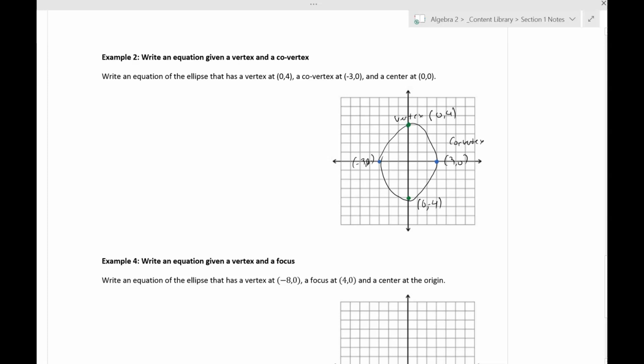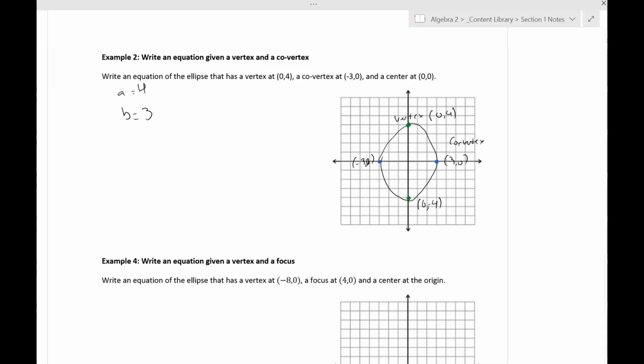Basically we want to find our A value and our B value, and your A value is always going to correspond with your vertex. Well, it's obviously going to be 4 here, and our B value is going to be 3.